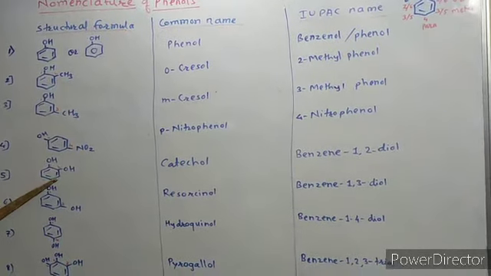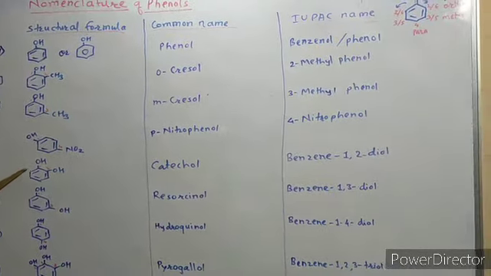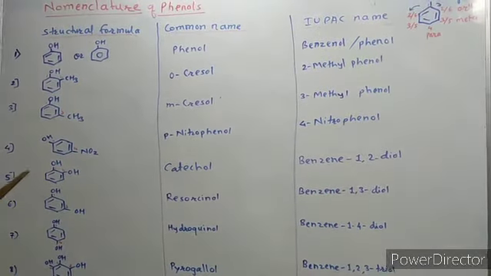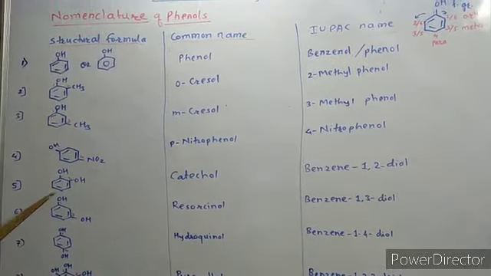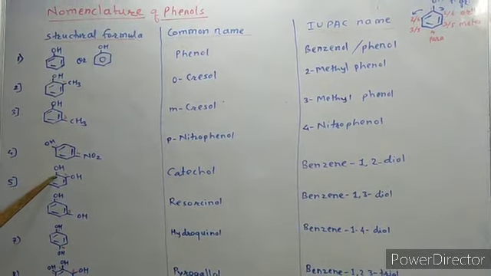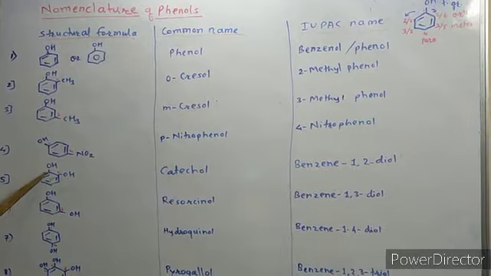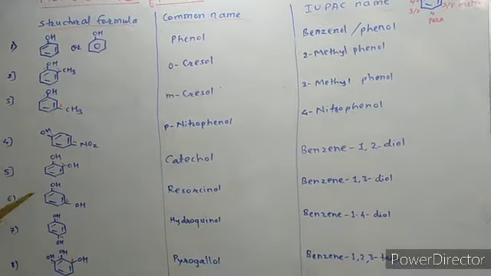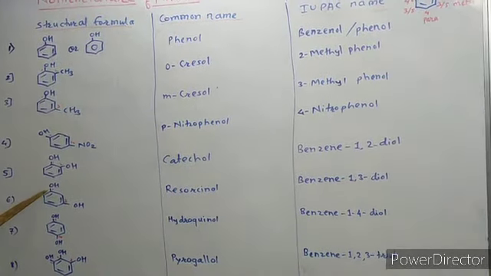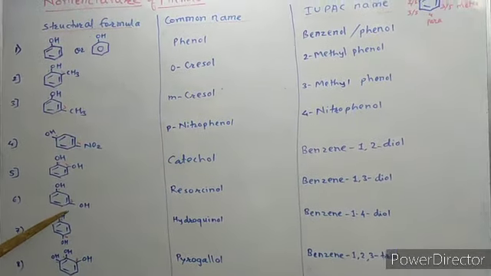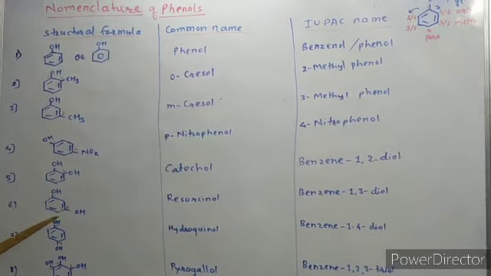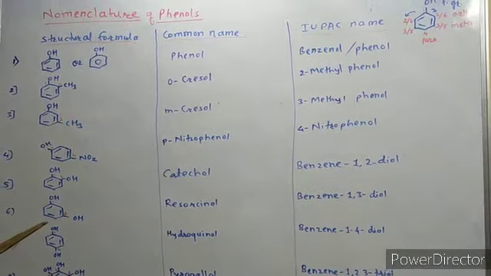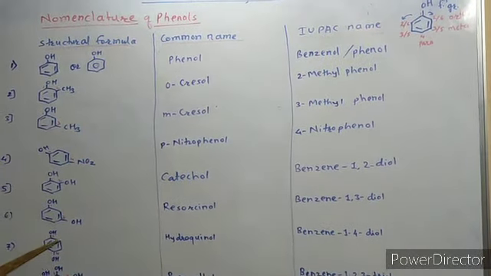Now 2 OH groups attached to the benzene ring. So 1 and 2 position, that is called catechol. So IUPAC name becomes benzene, OH groups attached to the 1 and 2 position, so benzene 1,2-diol. Now next, here 2 OH groups attached to position number 1 and 3. So the common name of that compound becomes resorcinol, and the IUPAC name becomes benzene 1,3-diol.